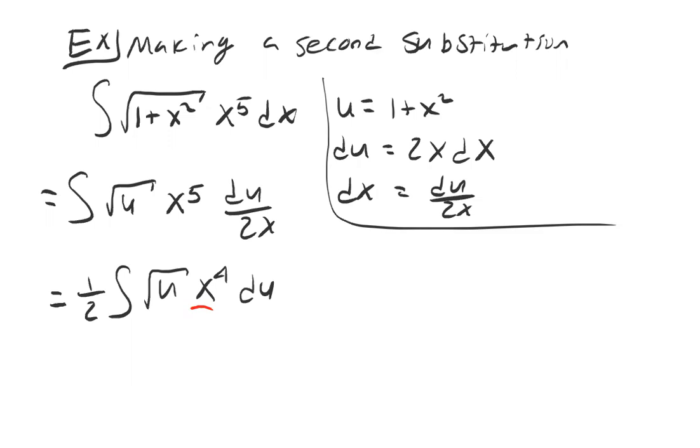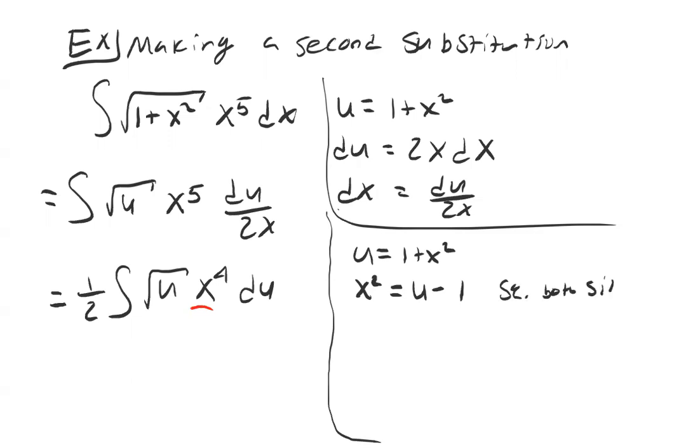So let's go ahead and figure out what that is. If I look at my relation, u is equal to 1 plus x squared, I can solve this for x squared pretty easily. I'm going to get x squared is equal to u minus 1. But I don't want x squared, I want x to the 4th. So if I square both sides, I get x to the 4th, so x squared squared is x to the 4th, is u minus 1 squared.